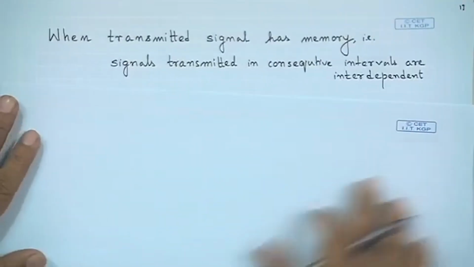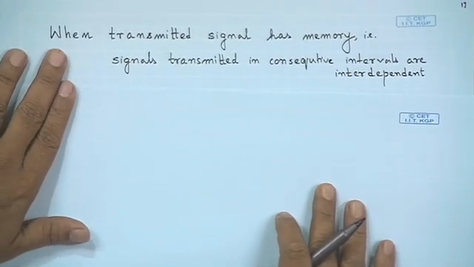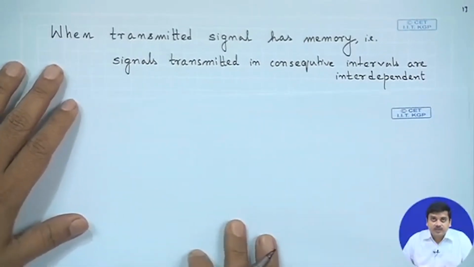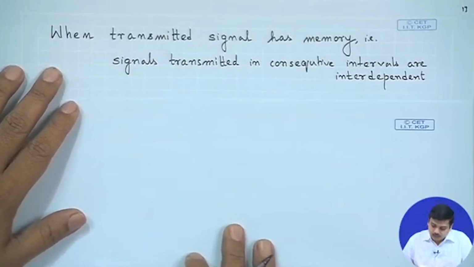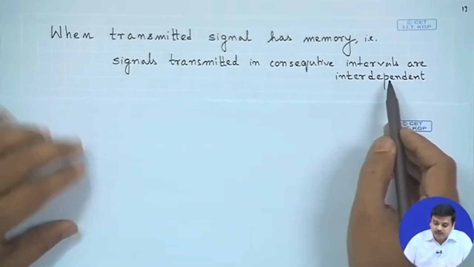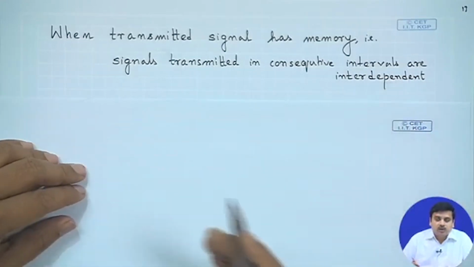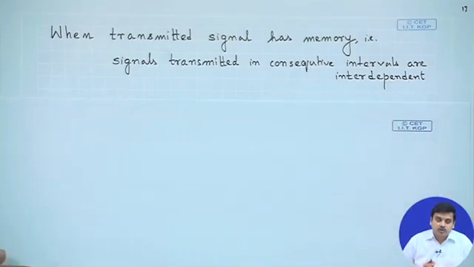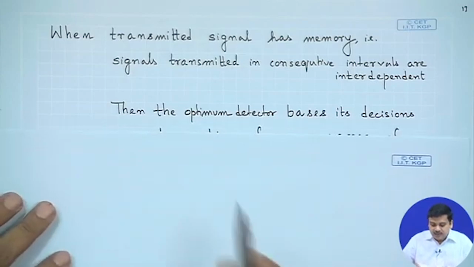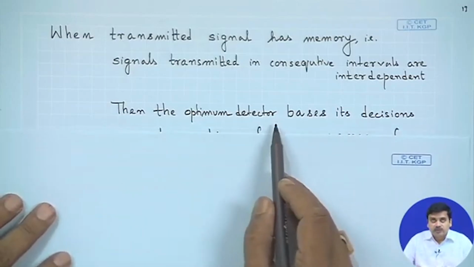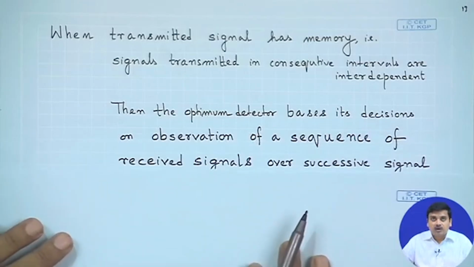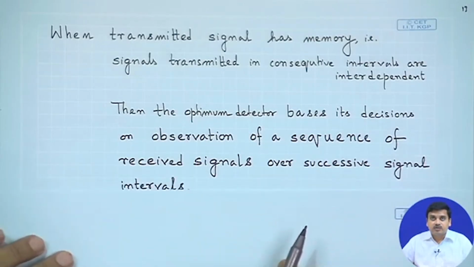So, now we would like to take a look at the situation when the transmitted signal has memory. When the transmitted signal has memory, the signals transmitted in the consecutive intervals are interdependent. Definitely the output now is dependent on the output before plus the incoming information sequence. In that case, the optimum detector, which we have just discussed, should base its decision on observation of the sequence of received signals over successive intervals.